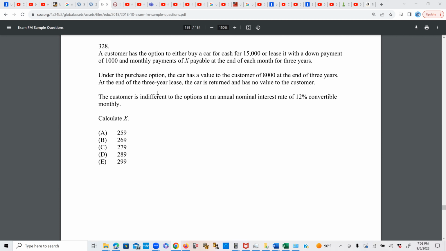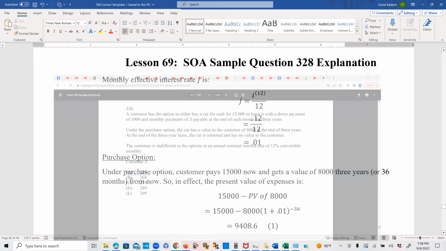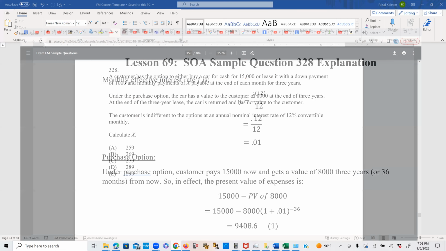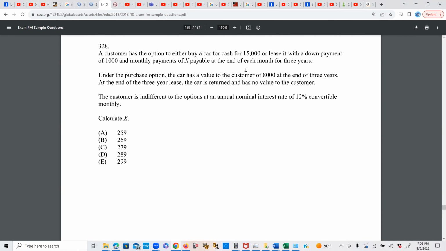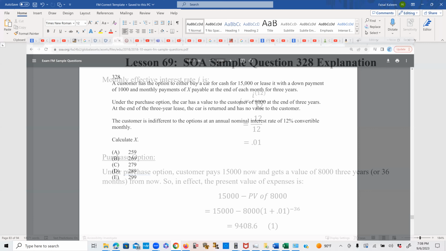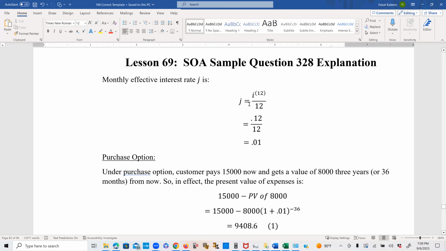Calculate X. So let's consider the two options separately. The first one is the purchase option. So you can purchase it for 15,000. Since in the lease option, you do monthly payments, let's right away calculate the monthly effective rate J. So J will be i(12) over 12, where i(12) is the nominal rate, which is 12%. So 0.12 divided by 12, that's 0.01.